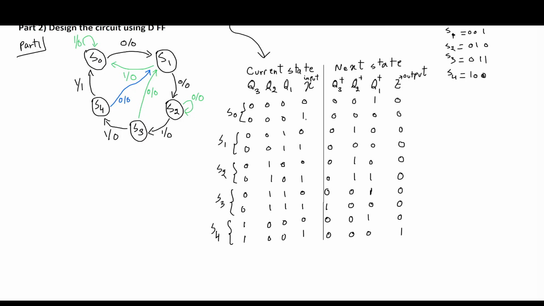So at this point we completed part 1. Part 1 we made the state diagram shown here and we made the state transition table. So in part 2 we need to design the circuit using D flip-flops. So we're going to use K-maps to get the minimal Boolean expression for each input of the flip-flops. We're going to call them D3, D2, D1, but we'll do this in a separate video, part 2. Stay tuned for part 2.